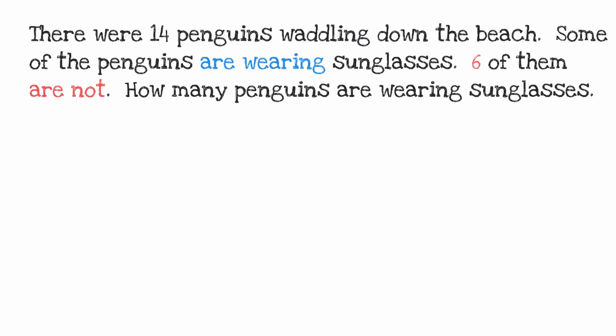Well, for this problem, I'm thinking I'm going to add again. We have a few things of information we know. We know that there are 14 penguins total. It says so right here. There were 14 penguins. And then it says some are wearing sunglasses and 6 are not. So let's start out with the information that we do know. We know that 6 are not.